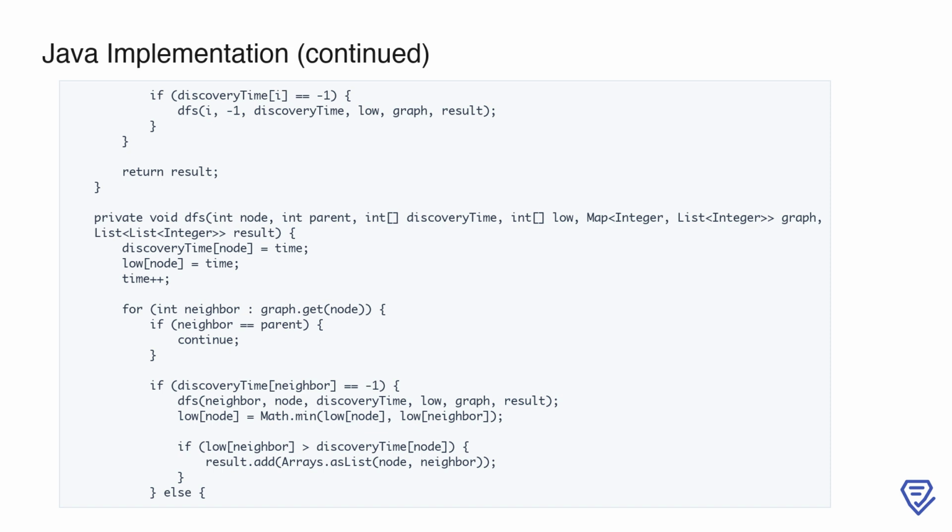If the neighbor hasn't been visited yet, indicated by a discovery time of -1, we recursively call DFS on the neighbor. After the recursive call, we update the low time of the current node as the minimum of its current low time and the low time of the neighbor. This step ensures that we capture the lowest point in the graph that can be reached from the current node. If the low time of the neighbor is greater than the discovery time of the current node, it means the edge between them is a critical connection. We then add this edge to the result list.